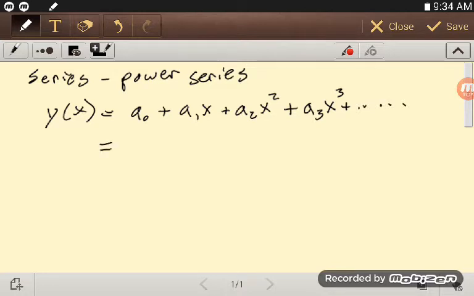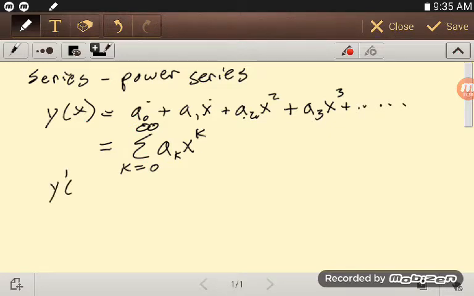Now it's going to be much more convenient most of the time to use a sum, so we'll say k equals 0 to infinity, and so you see we have a sub k x to the k. And so when k is 0, I get a0 x to the 0, so that's just a0. Then when k is 1, so plus a1 x to the 1, and then a2 x to the 2, and so forth, and we add those all up. So that's our series.